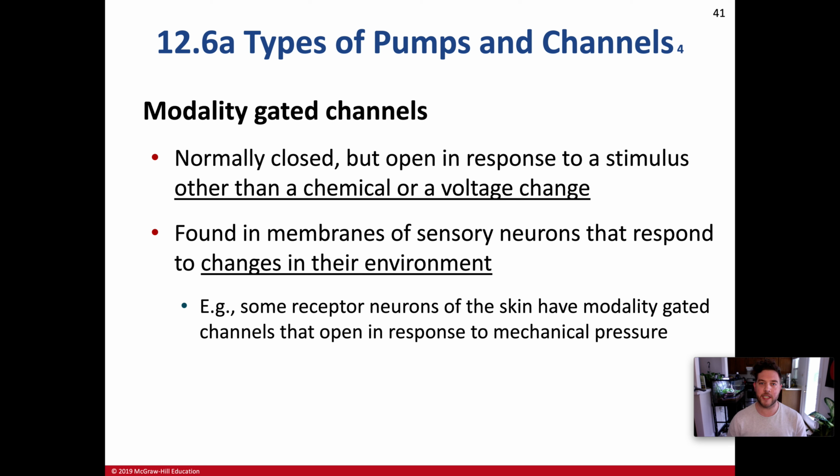Okay, a couple more types of gates and channels. Modality-gated channels are normally closed, but they open in response to a stimulus other than chemical or voltage. Typically that is going to be some kind of change in environment, like pressure. Like pushing down on something, that's going to activate these modality-gated channels. As you push down hard, as they have more stimulus, they will fire even more. They will open even more.